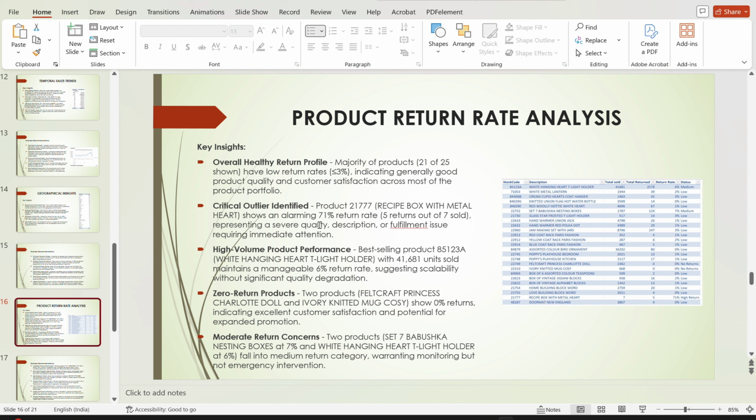And a high quality product performance, best selling product, that is the white hanging heart light holder with 41,681 units sold, maintains a manageable 6 percentage return rate. Zero return products are there, that is two products show 0 percentage returns, indicating excellent customer satisfaction and a potential for expanding promotion. Moderate return concerns, two products, set 7 babushka nesting boxes at 7 percentage and white hanging heart light holder at 6 percentage, fall into the medium return category, warranting monitoring but not emergency intervention.